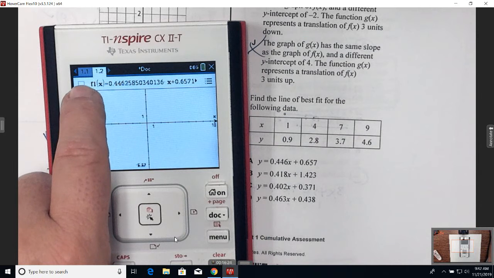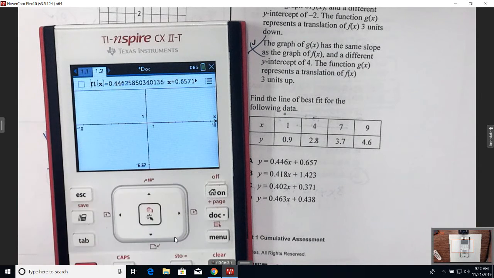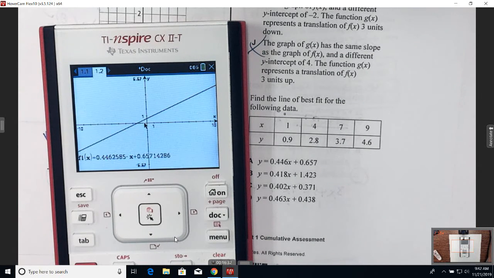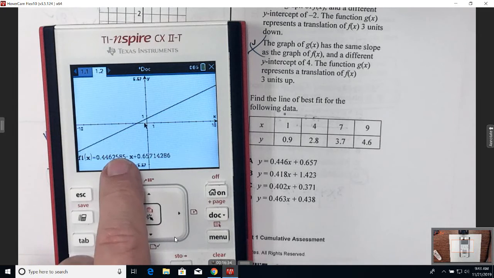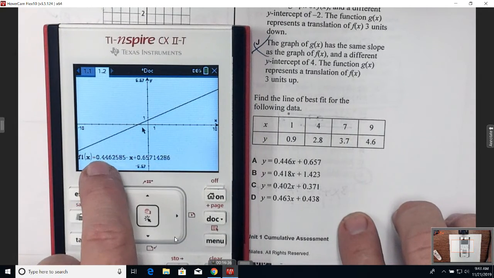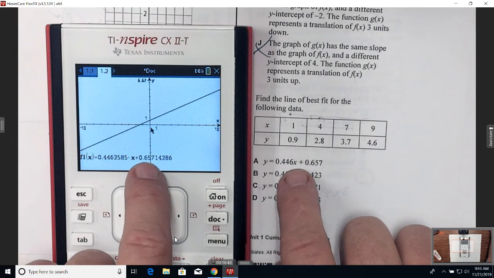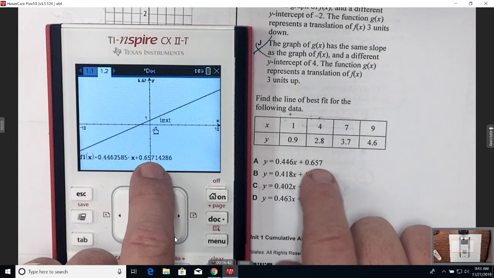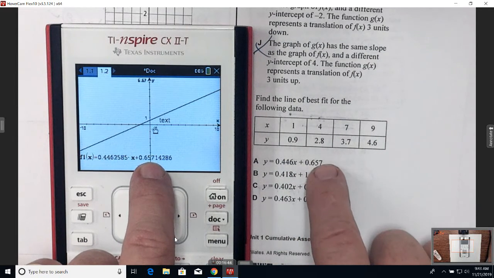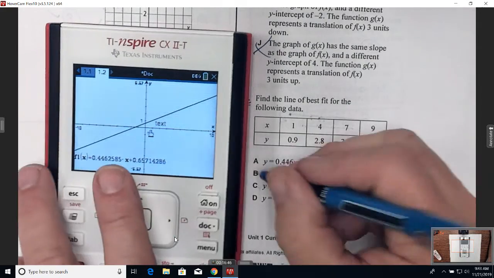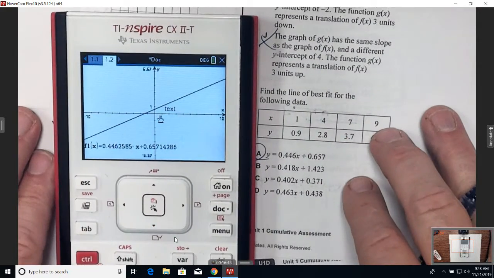So to graph, I got to click that little box right there to turn it on by hitting Enter. And there's the graph. Look, there's even the function rule. Y equals 0.446x plus 6 or 0.657, which is answer choice what? A. How good of a fit is it?